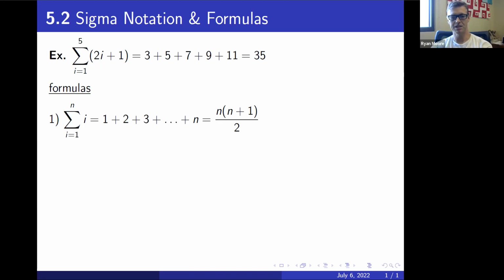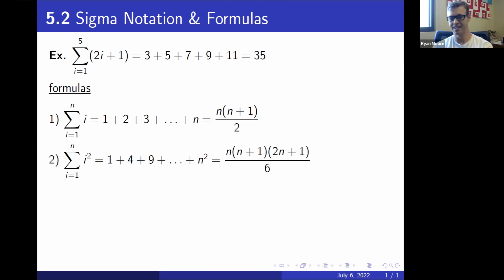Okay. The next formula is for the summation from i equals 1 to n of i squared. So in this case, we'd be adding all of the squares, 1 plus 4 plus 9, and so on until we got to n squared. Turns out there's a slightly more complicated formula for this one. The summation of i squared is n times n plus 1 times 2n plus 1 all over 6. Okay, all right, there you are.